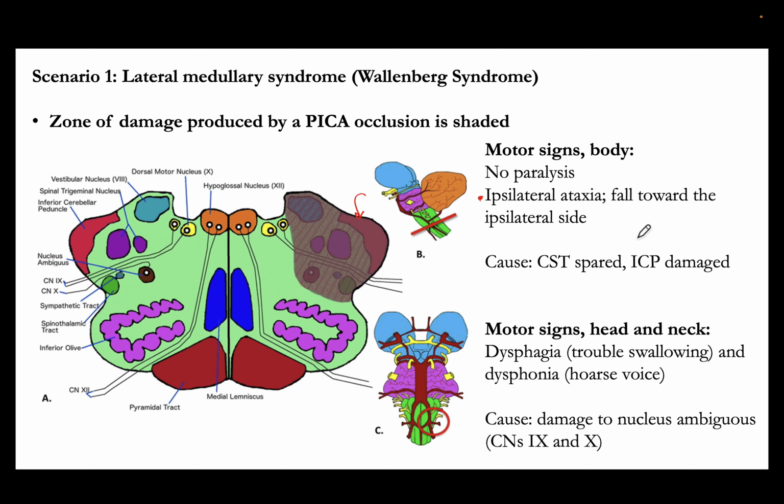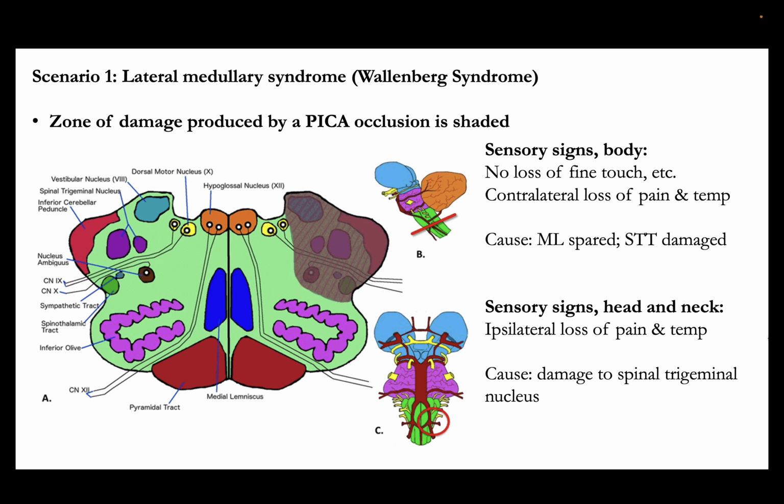Now, in addition to this ipsilateral ataxia, another characteristic sign of Wallenberg syndrome is dysphagia and dysphonia. And that's due to damage of the nucleus ambiguus, which is right here, which receives input from cranial nerves 9 and 10 and innervates muscles of the pharynx. Now, in terms of sensory signs for the body, fine touch and proprioception are intact because the medial lemniscus is spared adjacent to the midline, but the spinothalamic tract is typically disrupted by this lesion, and that results in contralateral loss of pain and temperature in the body.